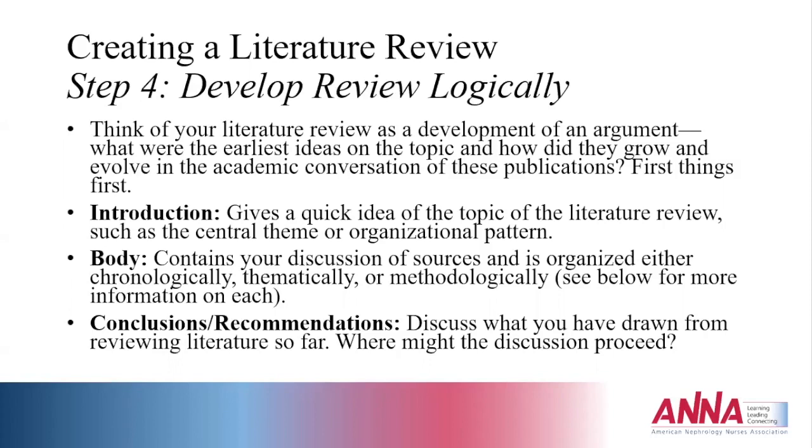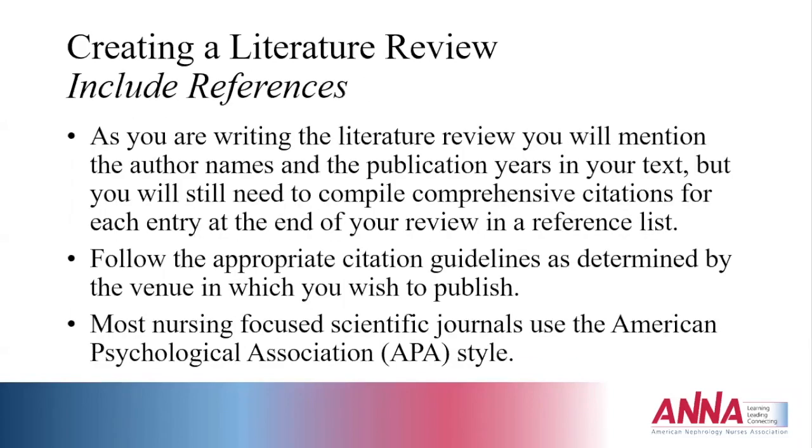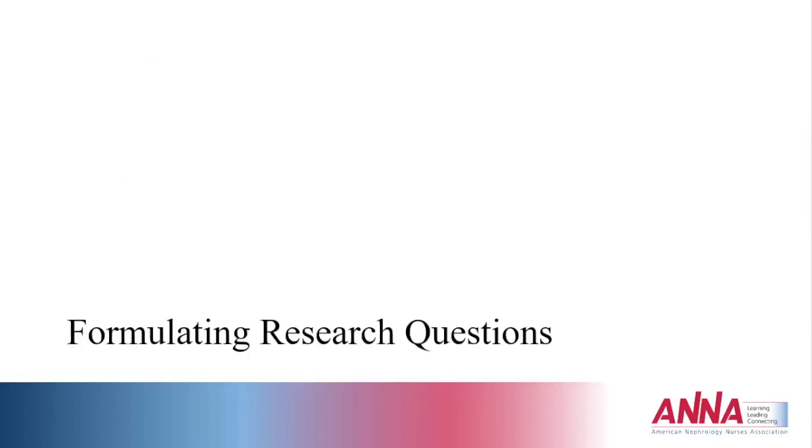Discuss what you have drawn from reviewing the literature so far. So what ideas has it given to you? And where might the discussion go from there? What gaps have you identified? And then including the references. As you're writing your literature review, you will mention the authors' names and publication year in your text, but you also need to compile the comprehensive citations for each entry in a reference list at the end of your review. Follow the appropriate citation guide, like I was saying. Most nursing-focused scientific journals use APA. Non-specific to nursing usually uses AMA.